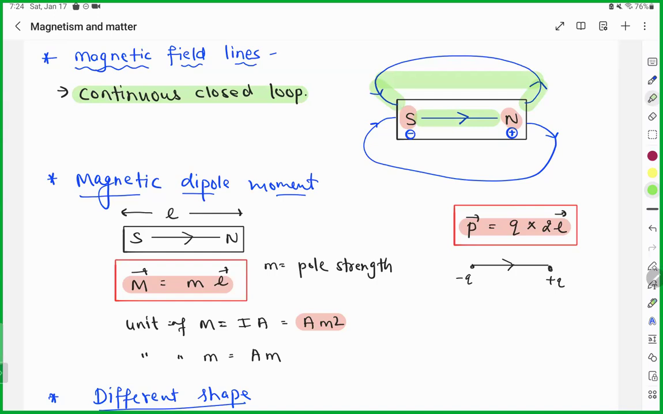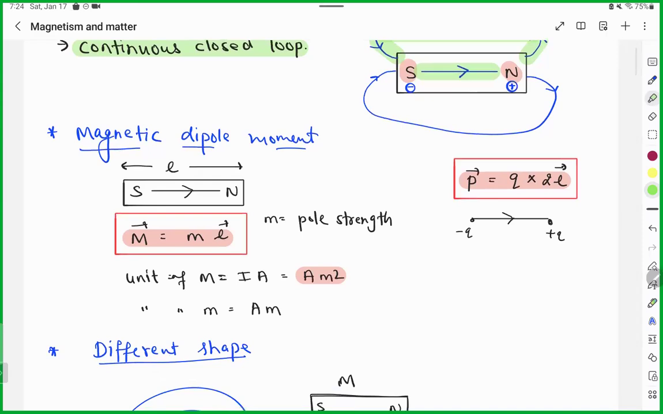All the magnetic field lines arise perpendicular to the surface. Two magnetic field lines never intersect with each other. Density of the lines will give you the strength of the magnetic field. All the properties are the same. This is the difference.